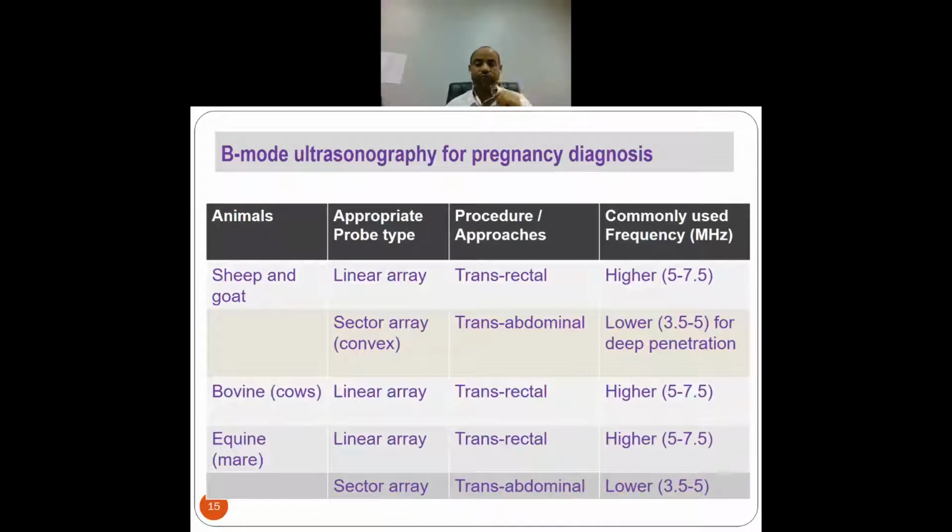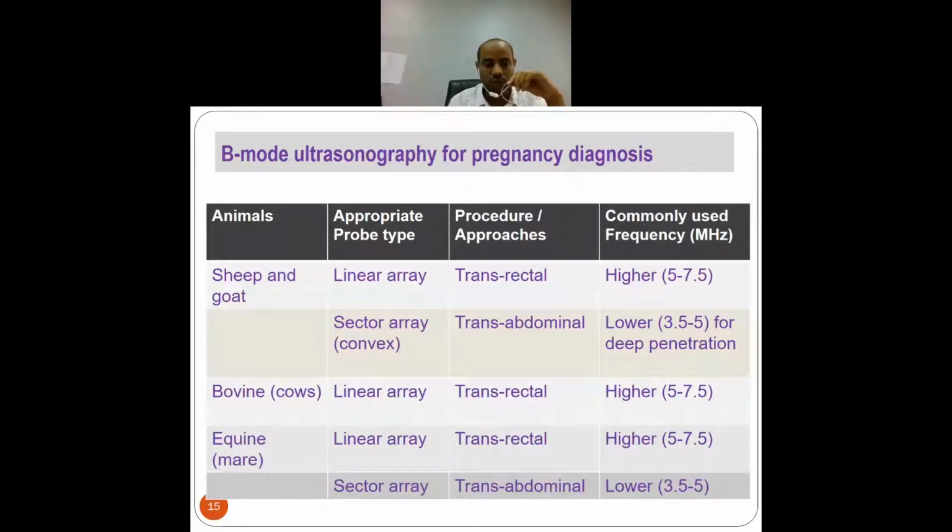Okay. So in this section, we will briefly look at the different types of ultrasound probes and the frequency range which is preferred across the different species of animals. Basically, the objective here is for you to understand the differences among the different species of animals in terms of the application of ultrasonography, the probe type, the approach, and the frequency range selected for each purpose.